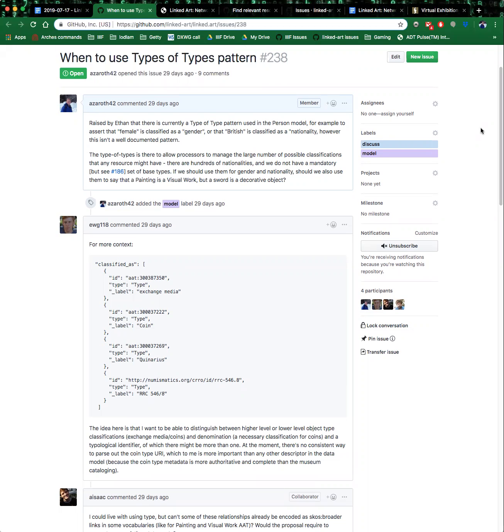But I think to me, there's two things we're talking about. One is I have more specialized knowledge. How do I indicate that my specialized coin type is a narrower concept than a general purpose term? And I think that SKOS gives us lots of nice ways to do that.